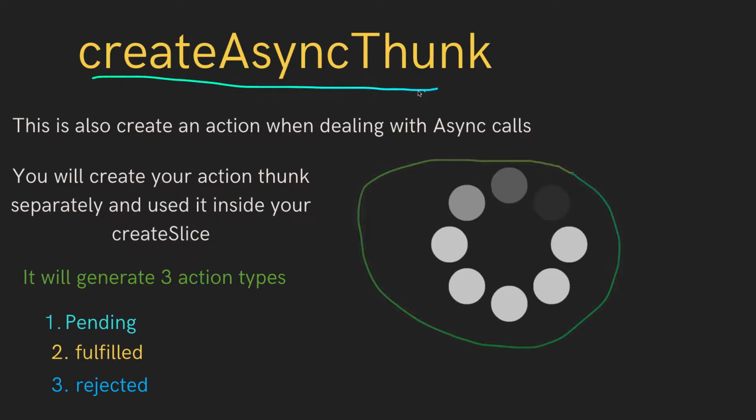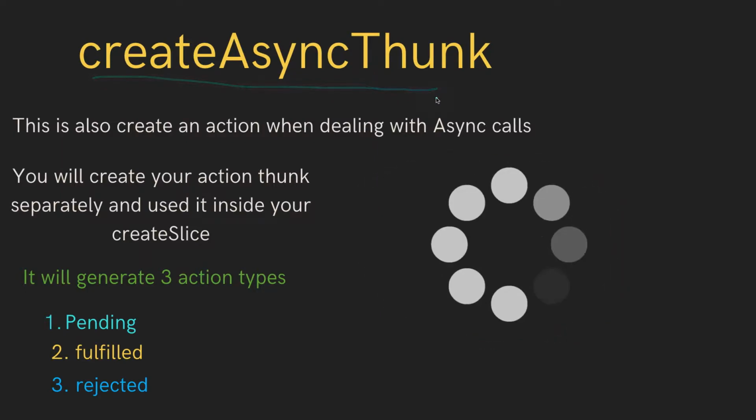So in this video, we are going to demonstrate by creating another project called PostList, using JSONPlaceholder to demonstrate how to use this API. The important thing you need to take note of here is that you create your action thunk separately and use it inside your createSlice. So first, we're going to create our action, and then we handle it inside our createSlice.